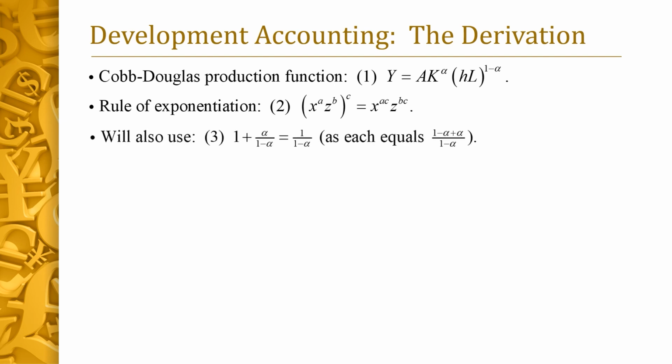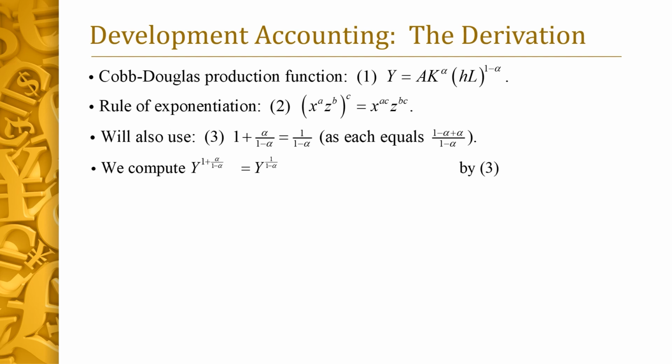Furthermore, equation 3 states that 1 plus the ratio of alpha to 1 minus alpha equals the ratio of 1 to 1 minus alpha. To see this, one can easily check that each expression equals the ratio of 1 minus alpha plus alpha to 1 minus alpha. Armed with these tools, we can now derive the basic development accounting formula.